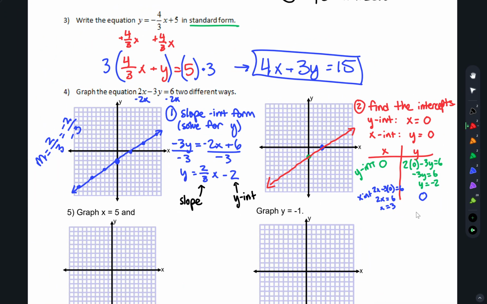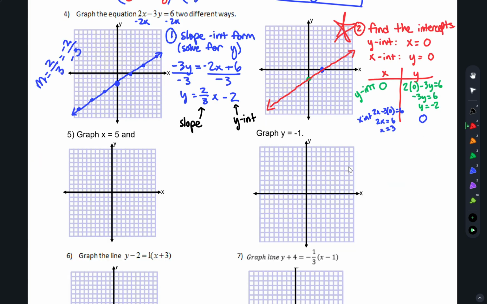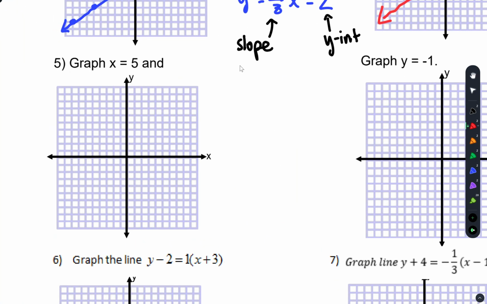Two different methods. This one you don't necessarily need for your test, but it does ask you to do it on your homework. Any questions? Okay, let's look at the weird cases. Graph x equals 5. What does that look like on my graph?